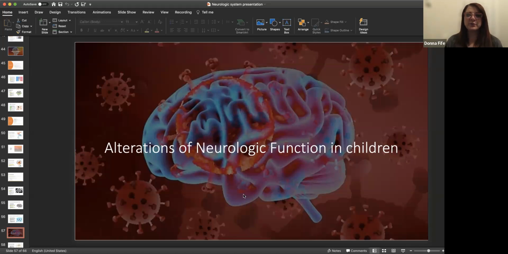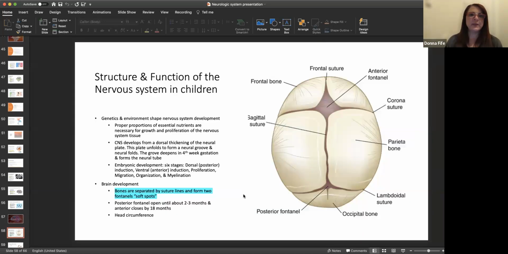Okay, alterations of neurologic function in children. The structure and function of the nervous system in children. Genetics and environment shape nervous system development. Proper proportions of essential nutrients are necessary for growth and proliferation of the nervous system when the baby is developing.